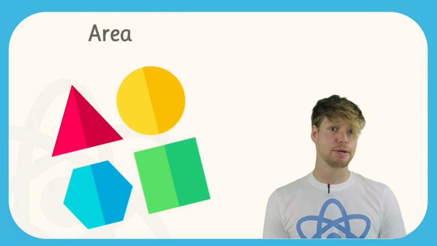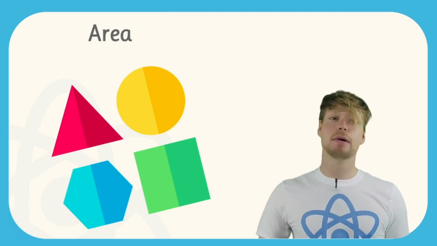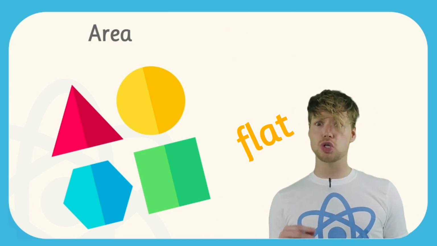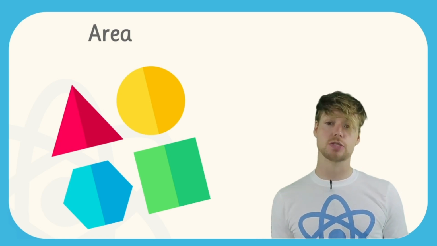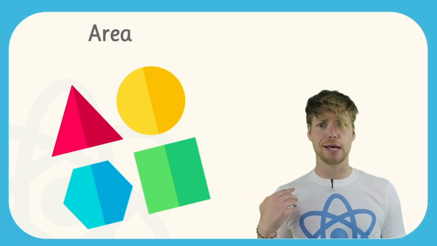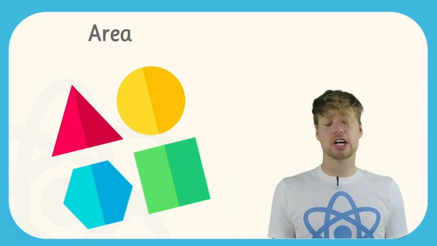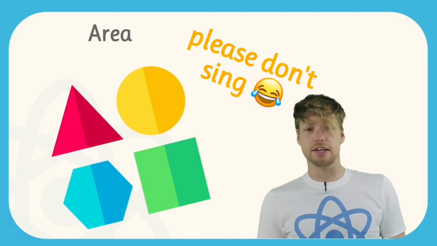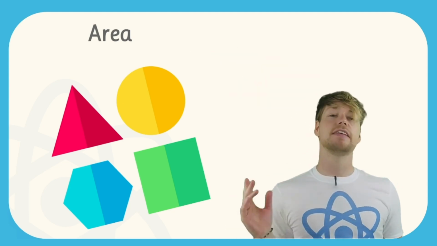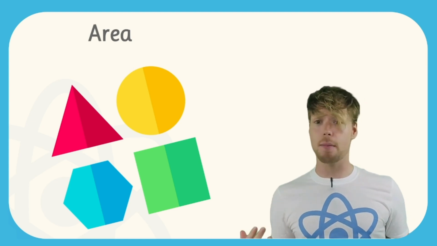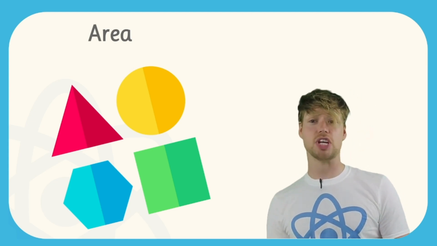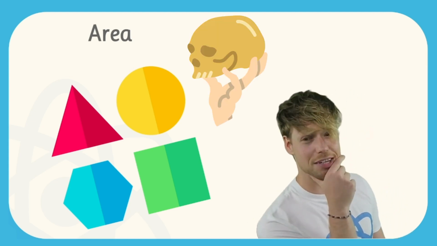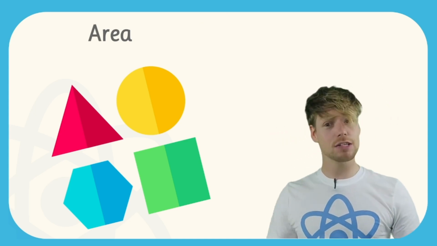So, what on earth is area? Well, let me tell you. Area is simply the amount of space taken up by a flat or two-dimensional shape. So it could be a triangle, a circle, a square, or it could have 6 sides like a hexagon. Doesn't matter what the shape is. The area is simply the space taken up by that flat two-dimensional shape. 2D or not 2D? That is the question today. So that's all that area is.